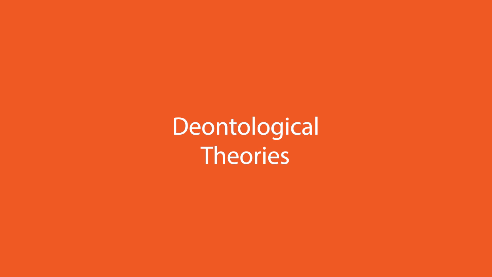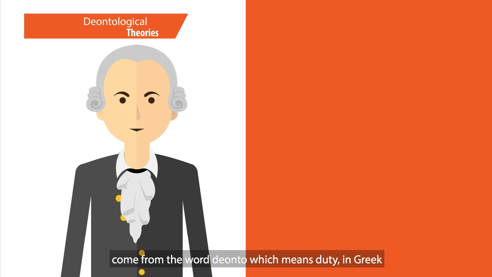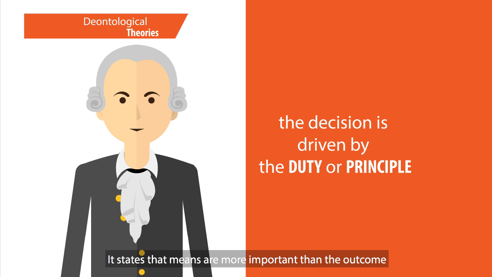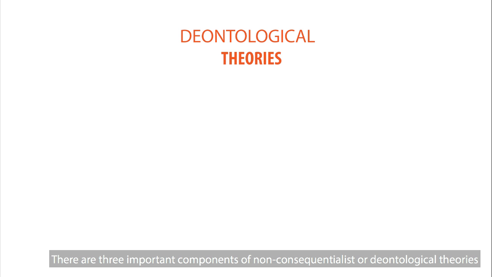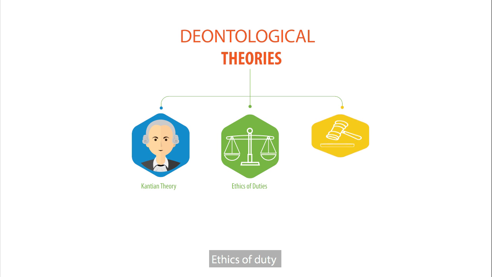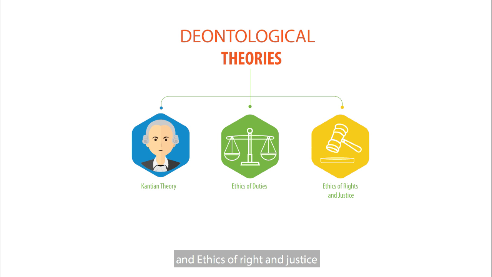Deontological theories come from the word deonto, which means duty in Greek. They are referred to as non-consequentialist theories. It states that means are more important than the outcome. That is to say, the outcome is not of main concern, but it is the duty or principles which drive a decision. There are three important components of non-consequentialist or deontological theory. They are Kantian theory, ethics of duty, and ethics of right and justice.